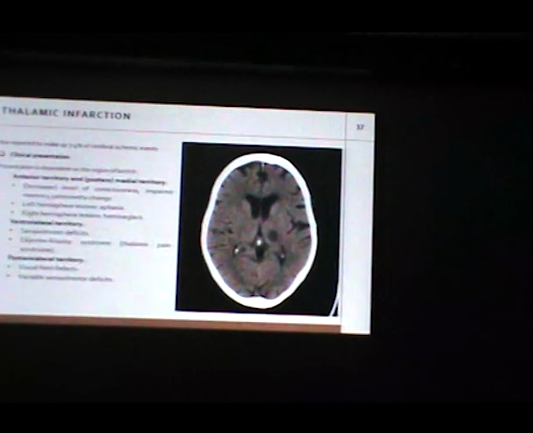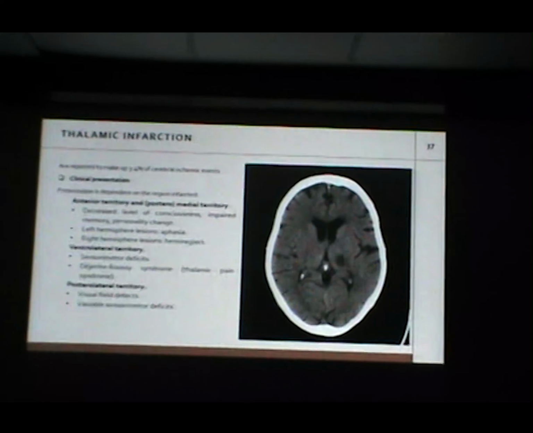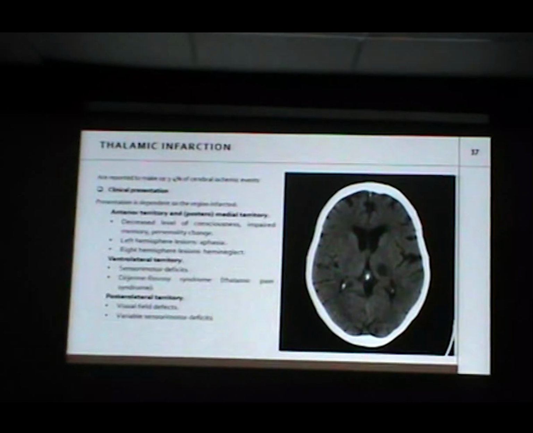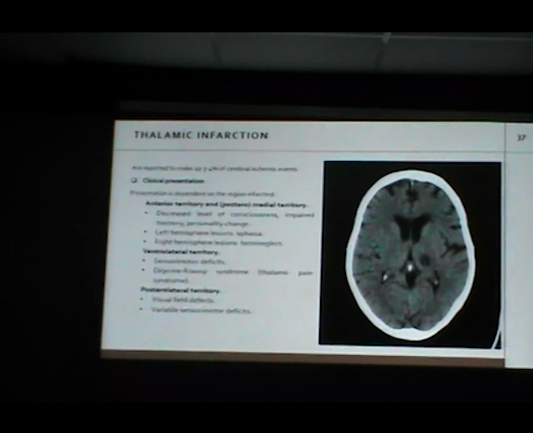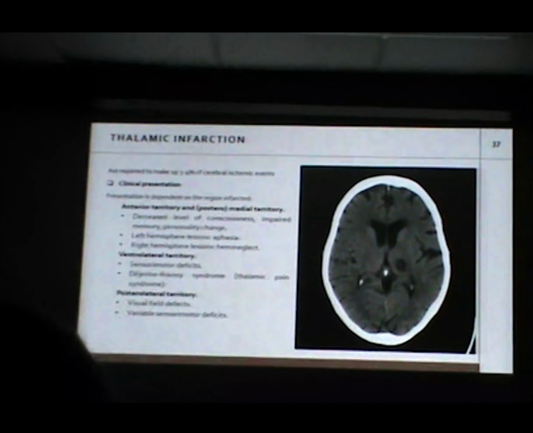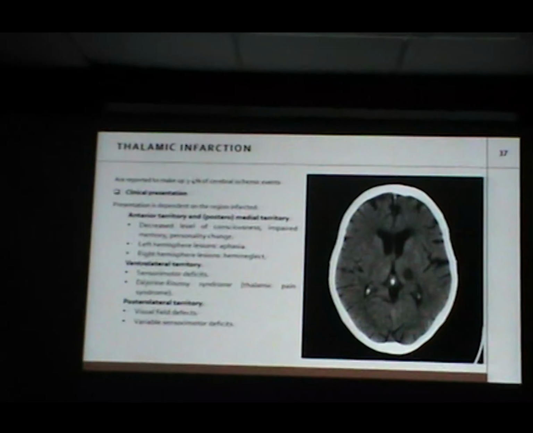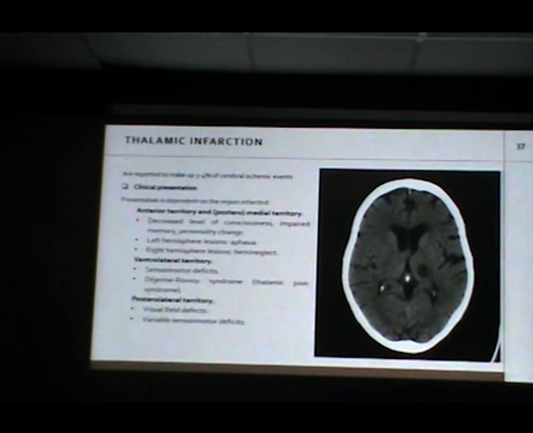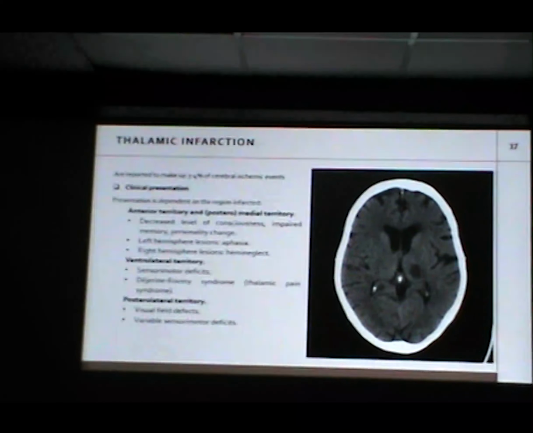For the thalamic infarction, regarding the thalamic blood supply, the anterior territory is supplied by branches from the posterior communicating artery, while the posterolateral, posteromedial, and ventrolateral territories are supplied by branches from the posterior cerebral artery. Clinical presentation depends on the size of the lesion. The anterior and posteromedial territories cause decreased level of consciousness, impaired memory, and personality change; a left hemisphere lesion leads to aphasia, and the right one leads to hemi-neglect. The ventrolateral territory leads to thalamic pain syndrome, and the posterolateral territory leads to visual field defects.